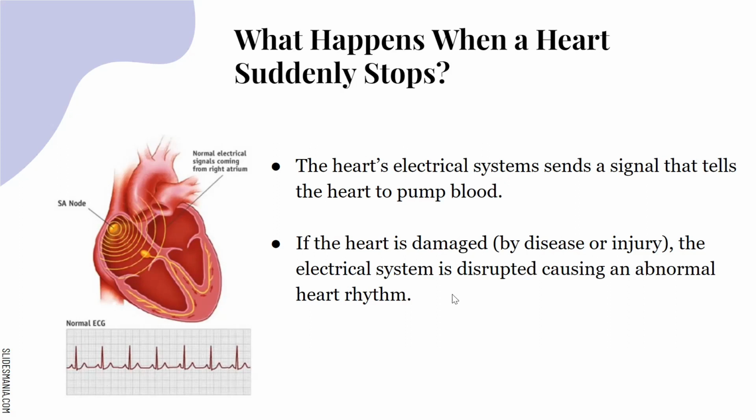If the heart is damaged by disease or injury, well, you remember we talked about that earlier. If you have arteriosclerosis, clogging the artery, something of that nature, or just damage to the heart, then the electrical system will be disrupted, causing an abnormal heart rhythm. And when you have a disruption in the electrical system, that is not good. Think of it as your power. If there's a heavy wind or something of that nature and the power flickers, that's abnormal. It's the same thing with the heart. The heart has that normal beating, but then it flickers. That's an abnormal heart rhythm.